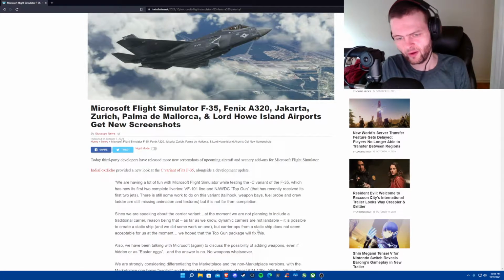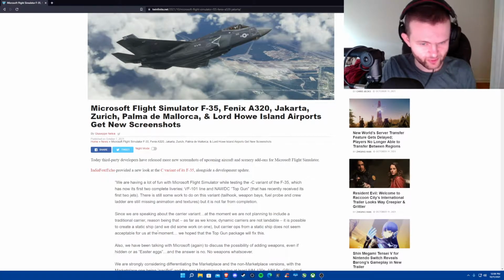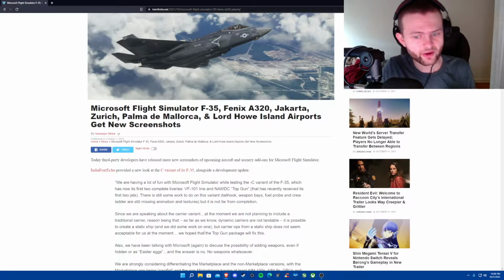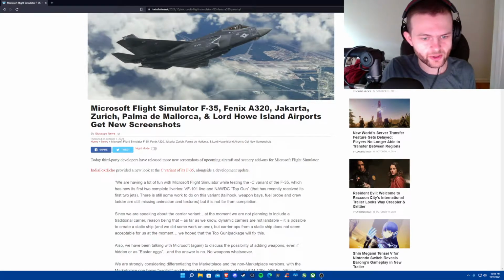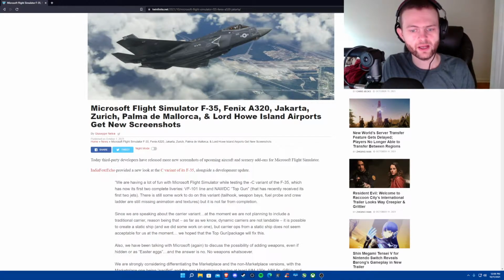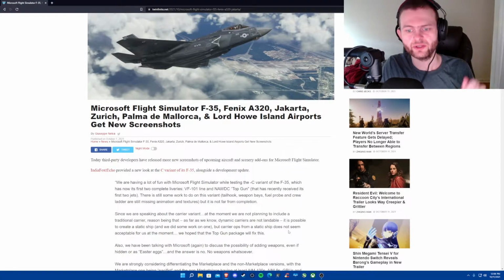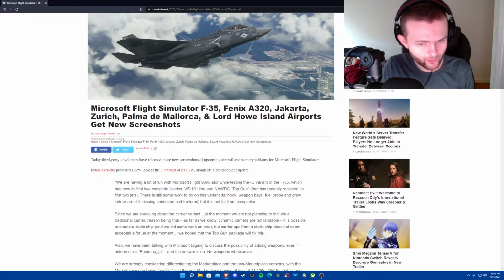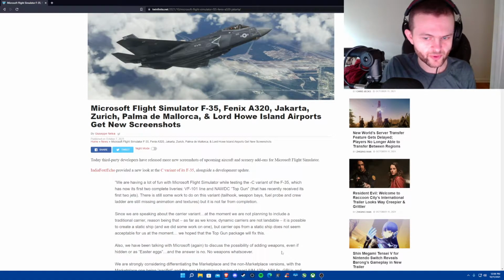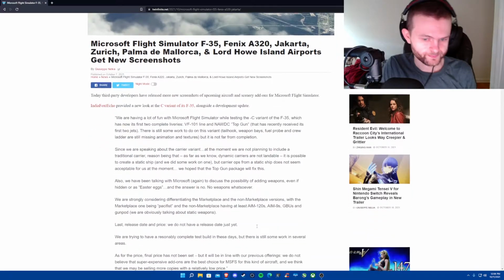Since we are speaking about the carrier variant at the moment, we are not planning to include a traditional carrier, the reason being that, as far as we know, the dynamic carriers are not landable and it's not possible to create a static ship. Working on one for the synthetic ships does not seem acceptable for us at the moment. We hope that the Top Gun package will fix it soon.